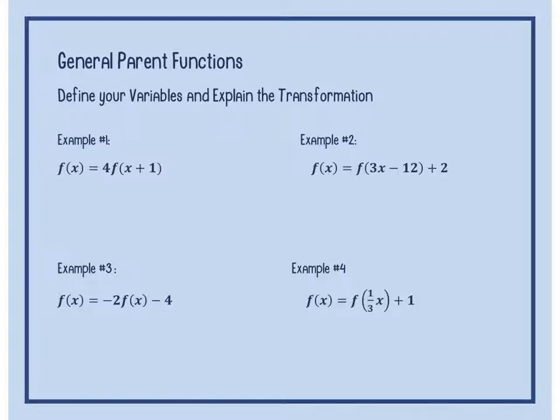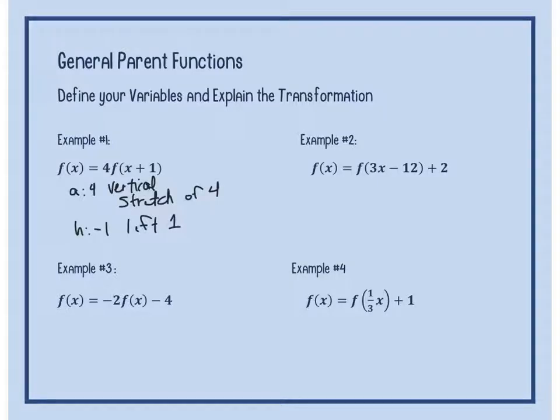So here are general parent functions. This will work whatever the parent function was. We're just translating it based on f of x. So we're going to define our variables and discuss what they do. In front of the function, this is an A value. So this has a vertical stretch of 4. Inside the parentheses is always my H value, and it's always the opposite of what I see, so I'm subtracting a -1. So H is -1, and it's going left 1.